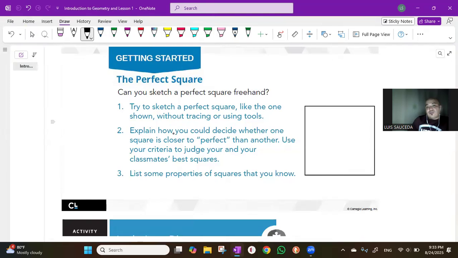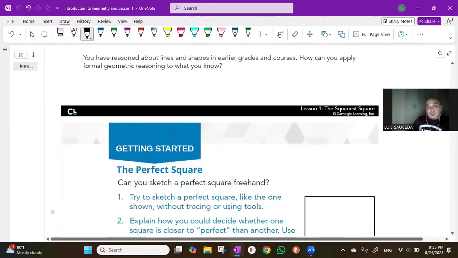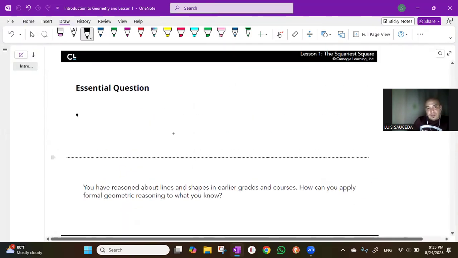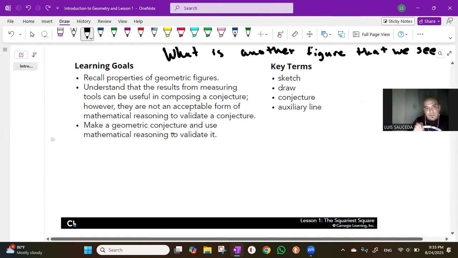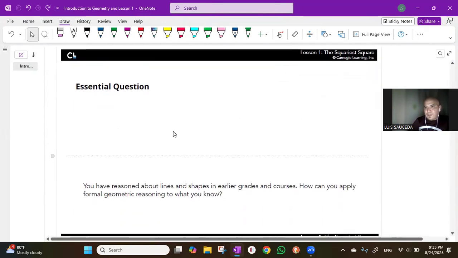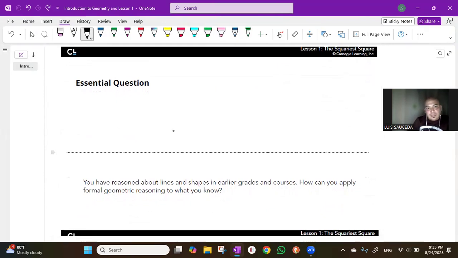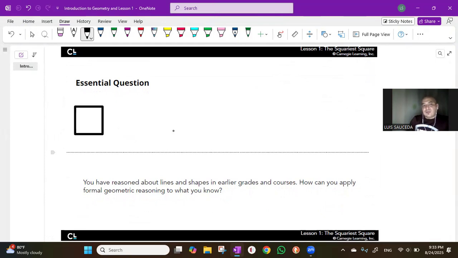Okay, try to sketch a perfect square like the ones shown without tracing or using tools. So if you draw a square, right? I mean, hopefully you're using erasable pencil or pens. So if you draw a square, okay, so there's a square. If you use the software, it'll make a perfect square. It doesn't matter. We don't know what the side measurements are, but this is just what we call a perfect square. So, all right, let's see what's in the next part.